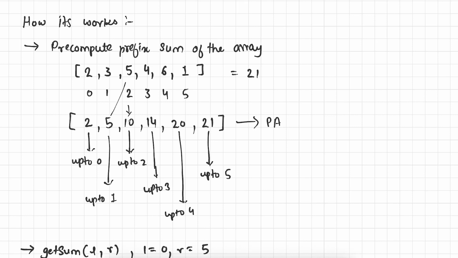And similarly, we compute the prefix sum of the next index, that is 4. 4 plus 10 is equal to 14. Then next is 14 plus 6 is equal to 20, and 20 plus 1 is equal to 21, right? So this is how we compute the prefix sum array of the given array. So the first step is done.